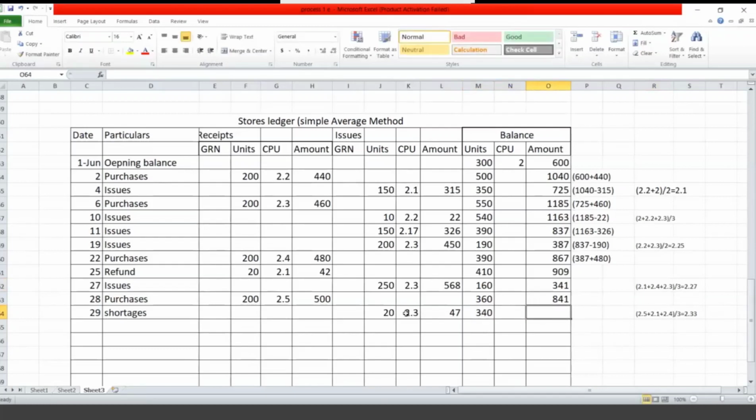841 minus 47, 794. Now, the last transaction on 30th, you got issues. How much? 150. In between, we didn't do any kind of transaction, so the amount will be same, 2.33. When you multiply, you will be getting 350. The leftover, 340 minus 150, 190. 794 minus 350, 444. So this is the answer.